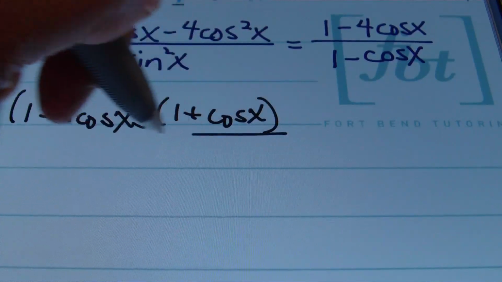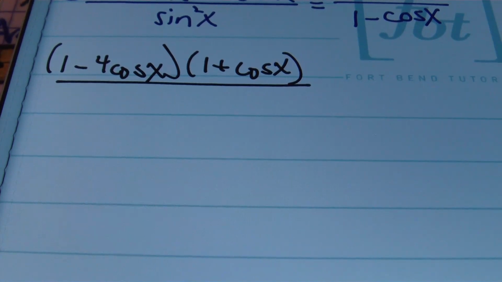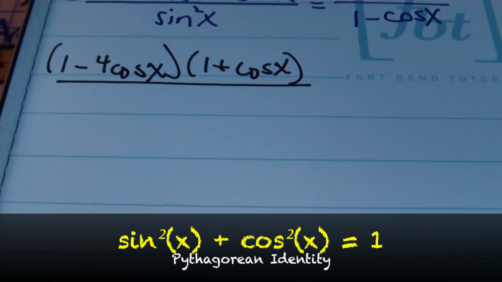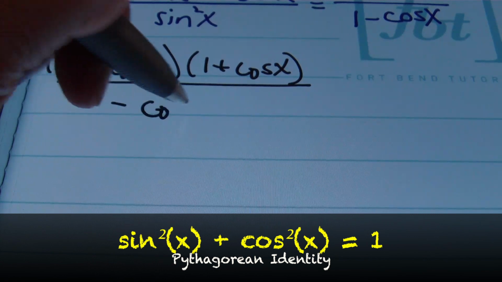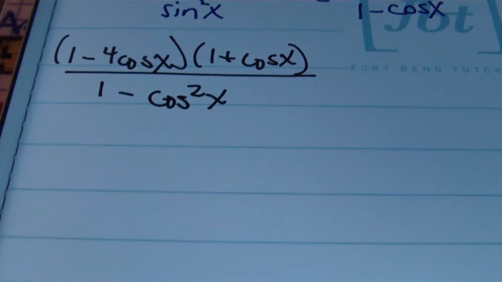Just like that. And then in the denominator, that sine squared x, using my Pythagorean identity, I'm going to show that sine squared x is equivalent to 1 minus cosine squared x. Notice how often we use the Pythagorean identities. You may want to keep those in mind. From here, I'll be factoring the denominator. That 1 minus cosine squared x is a difference of squares, and I would end up with the same numerator, 1 minus 4 cosine x times 1 plus cosine x. All that remains the same.